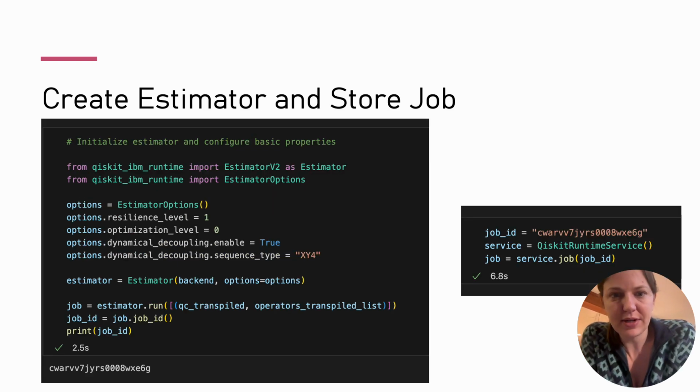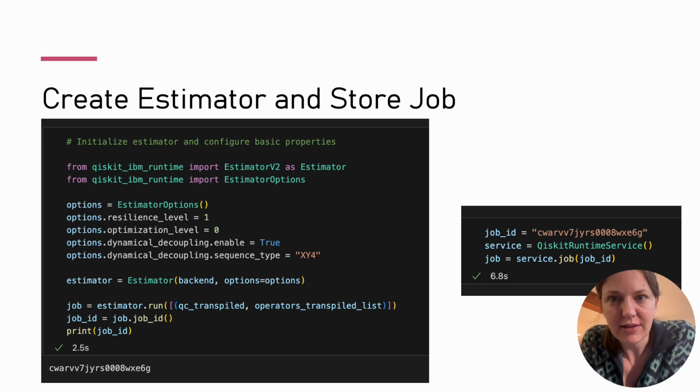And then we're going to create an estimator like we did before and store our job, but this time we're going to add some resilience options. So we're going to call resilience level, optimization level, and dynamical decoupling, and this will help mitigate noise. So when we do that, we'll run the job and then print the job ID, and then we'll store the job ID so that it's easier to call in the future.